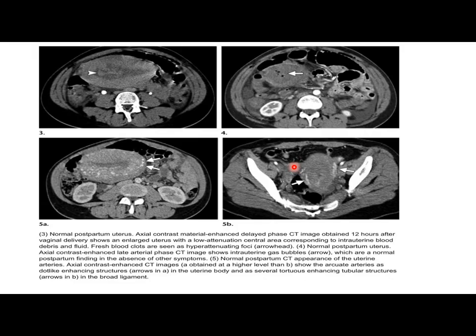These are axial sections of contrast enhanced CT, showing hyperattenuating content within the endometrial cavity, indicating that there is blood clot. Presence of gas is normal up to 3 weeks. Also, the arcuate artery in the fundus has become dot-like in appearance, more prominent and enlarged. Also, a prominent, dilated artery in the broad ligaments is also normal.